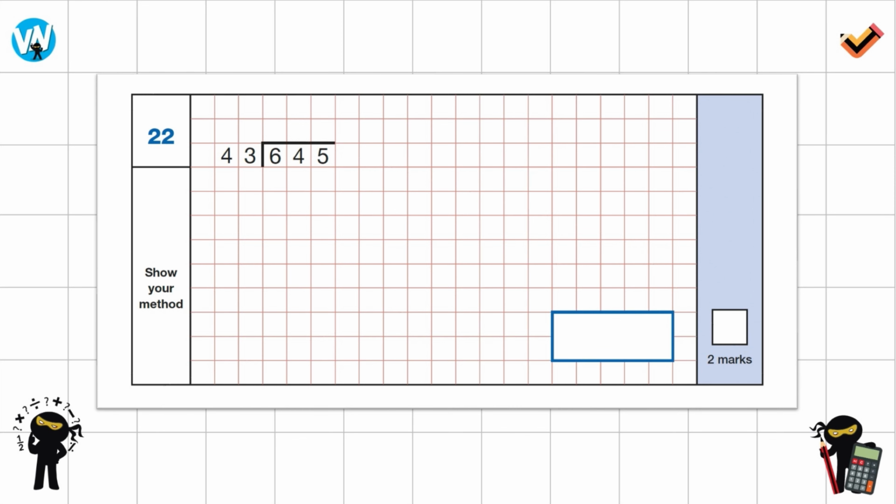So if we just highlight a few things, we've got the number that we are dividing by. I'm just going to highlight this in green. So this is really important. We're going to come to this shortly. And this is the number that we are dividing into. So really all this question is saying is, how many 43s do we find in 645? That's all the question is asking. How many of these in that?